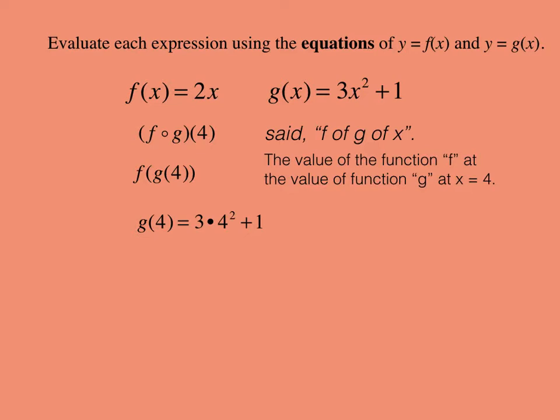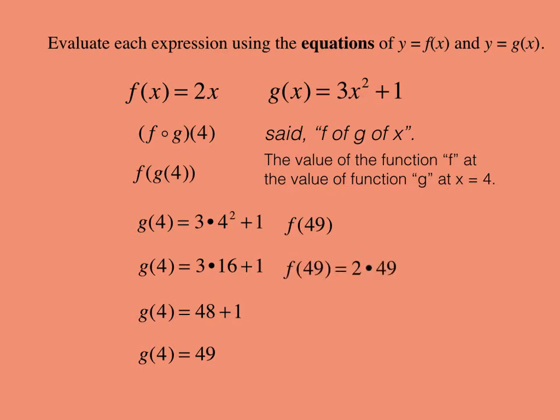Let's do the exponents first, and now multiply before we add, and we get that g of 4 is equal to 49. So this now becomes my input for my function f. So in essence, I want to find f of 49. And that means 2 times 49. F of 49 equals 98. So the original problem, what is f of g of 4? That answer is 98.